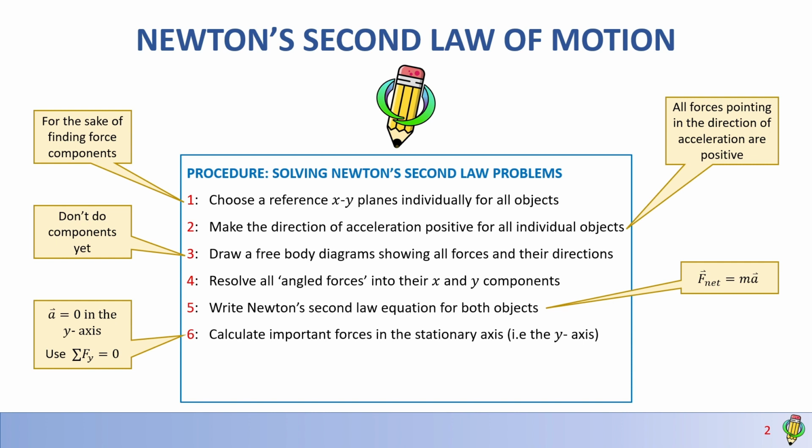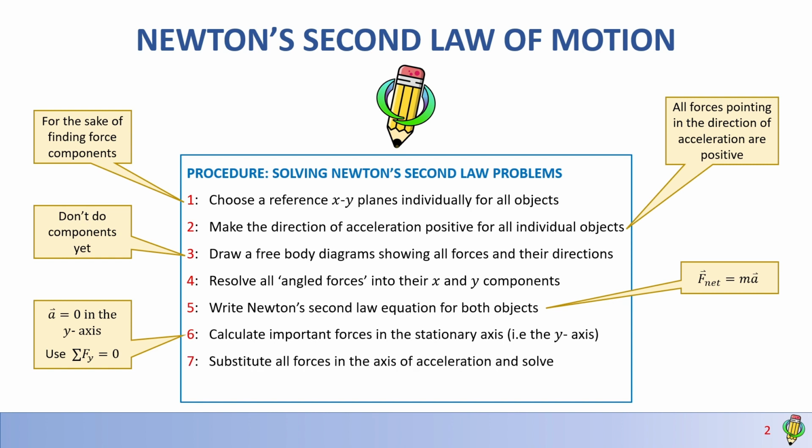So we know in the y-axis there's no movement when an object is on a plane, when an object is on a surface. So the acceleration in the y-axis is equal to 0. So we're going to use the sum of the forces in the y-axis equals 0. Remember in grade 11 you did vectors in equilibrium. So this is exactly the case. When there's no movement in the y-axis, all the forces, when we sum them, are going to give us 0.